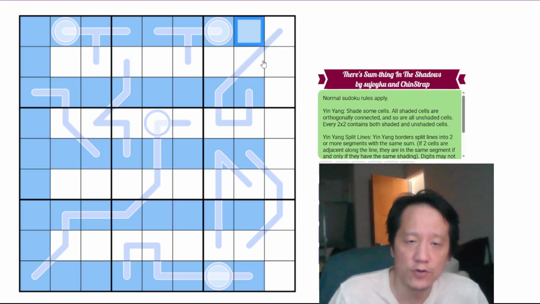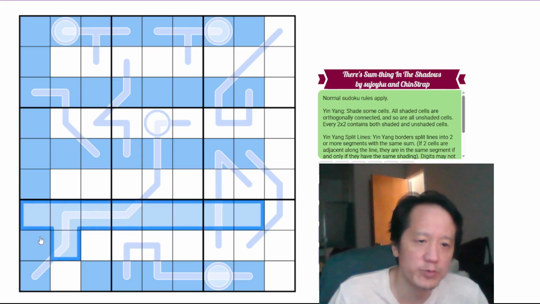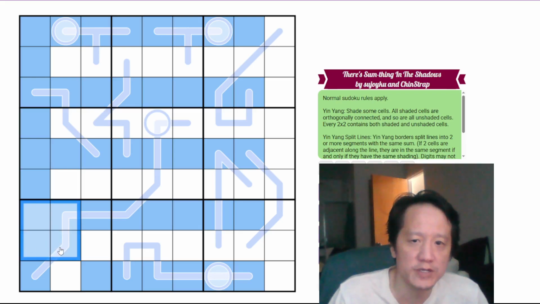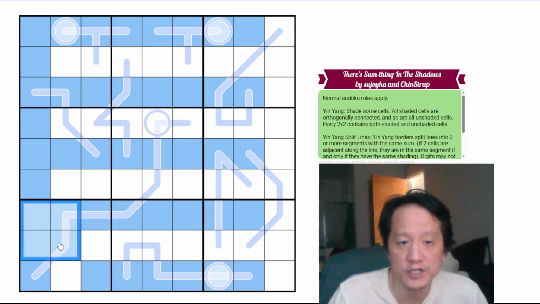If, however, we did... what's a better example? We don't have anything there. No equivalent. This would not be valid, because this 2x2 space does not contain both shaded and unshaded cells.